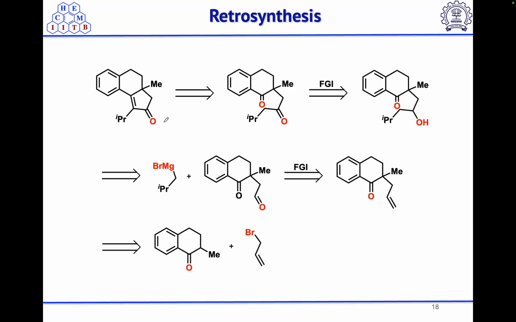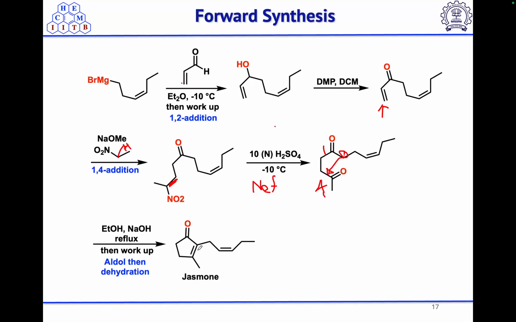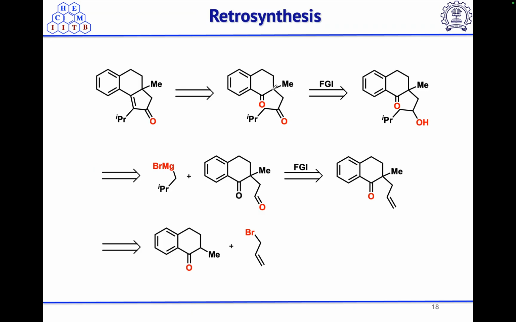We have already discussed in the last slide that we can get this alpha beta unsaturated carbonyl compound via aldol reaction. If we do the aldol reaction of a 1,4 diketone, we can get this alpha beta unsaturated ketone. Similarly, here we have carbon number 1 and carbon number 4, so this is a 1,4 diketone, and aldol reaction gives the alpha beta unsaturated carbonyl compound. This is our target, the TGT of our retrosynthesis.